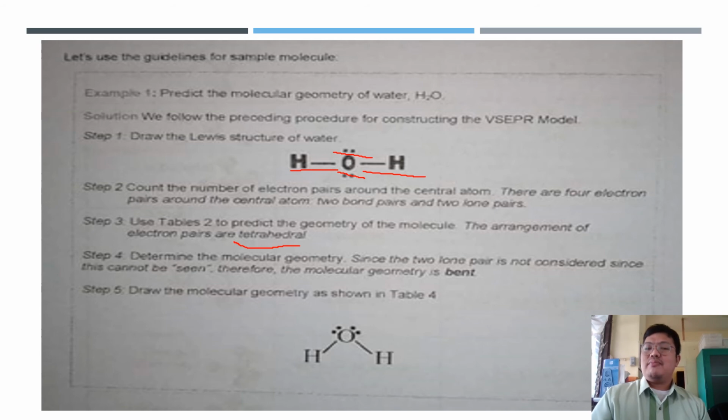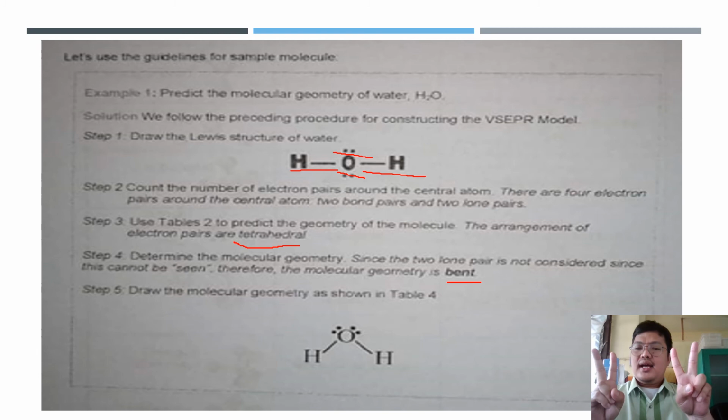And then that leads us to number 4. Number 4, determine the molecular geometry. Since the 2 lone pairs are not considered, since this cannot be seen, therefore, the molecular geometry is bent. If you are going to go back to our previous slide, ang nakalagay doon, pag meron daw 2 lone pairs, and meron namang 2 bond pairs, which is tetrahedral, yung arrangement ng molecule niya is bent.